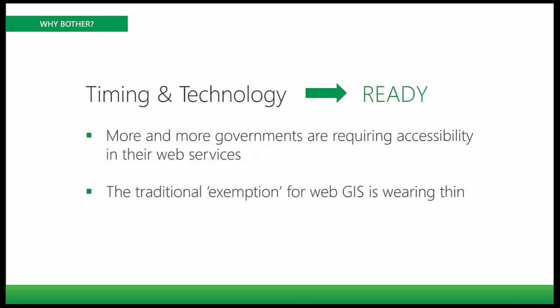The second reason that we did it when we did it is really the timing and the technology were ready. We were seeing more and more governments requiring accessibility in their web services. There was traditionally sort of an exemption for WebGIS applications, but we were getting to the point where people were starting to question that exemption, and really the technology was ready.